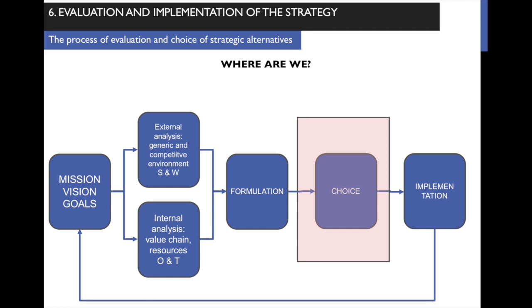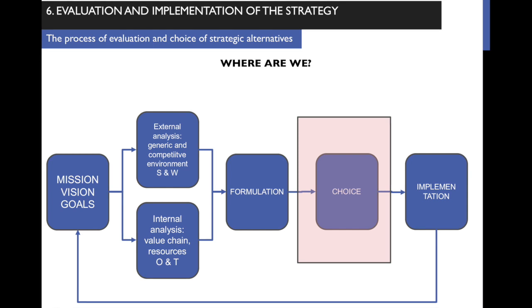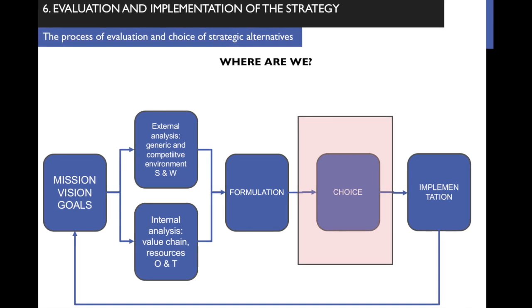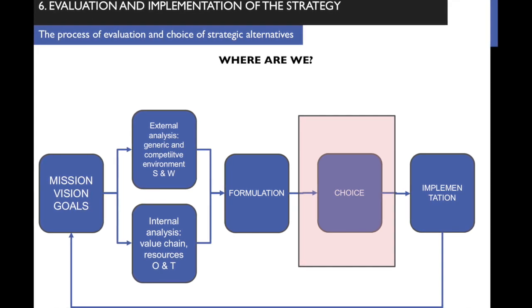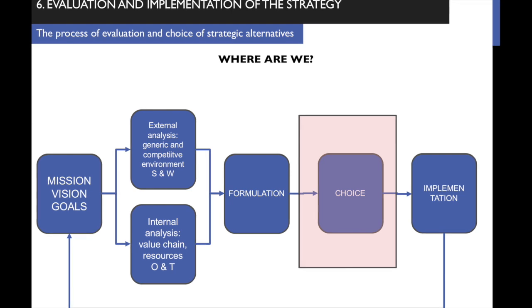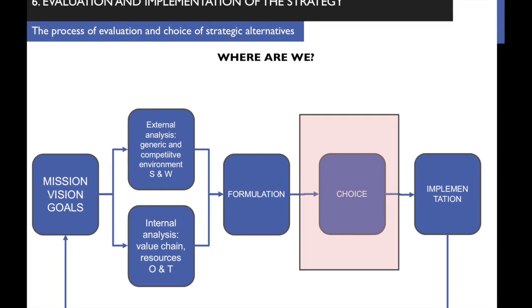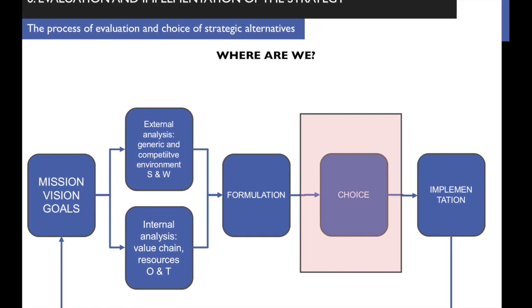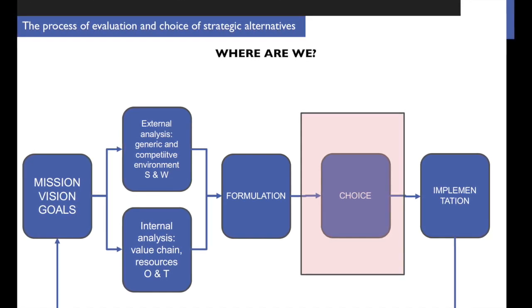But let us start by reminding where we are, okay? If you remember, this is the strategy process. We started with setting the mission, the vision, and the strategic goals of a firm. Then we went into external and internal analysis in order to know the strengths, the weaknesses, the opportunities, and the threats for a firm. After that, we dealt with some lessons about the competitive strategy and the corporate strategy of the firm in order to formulate strategic alternatives that could be adequate for the internal and external context. Now we are coming to the strategic choice.